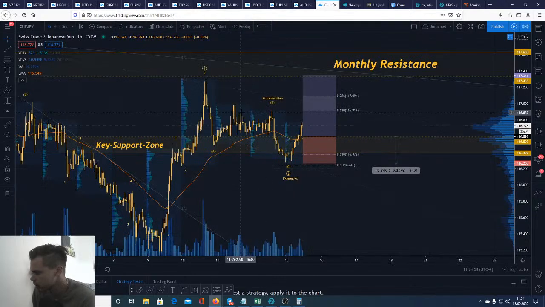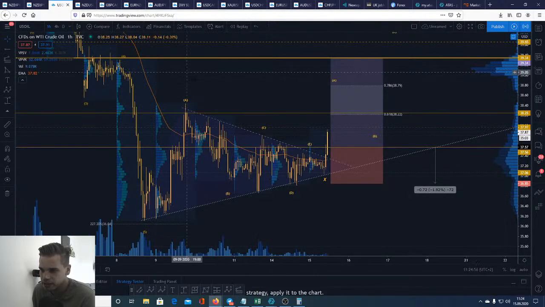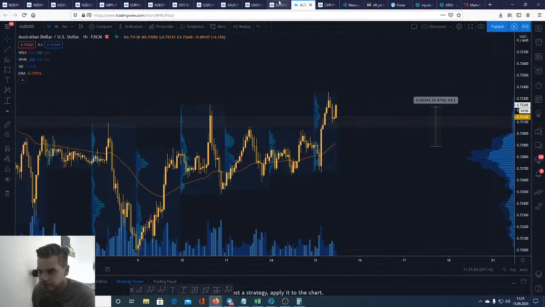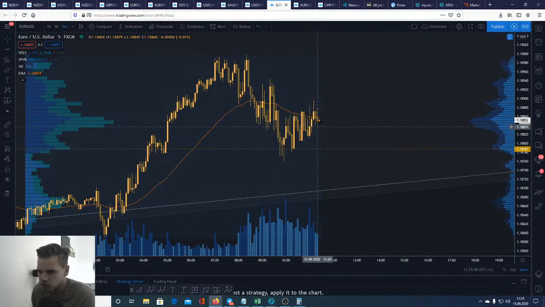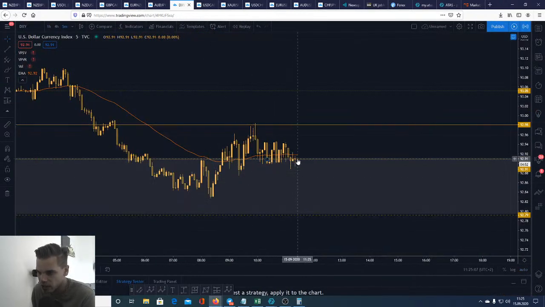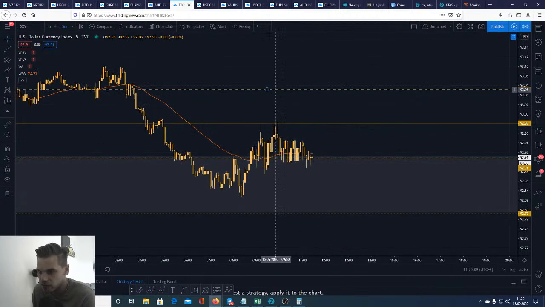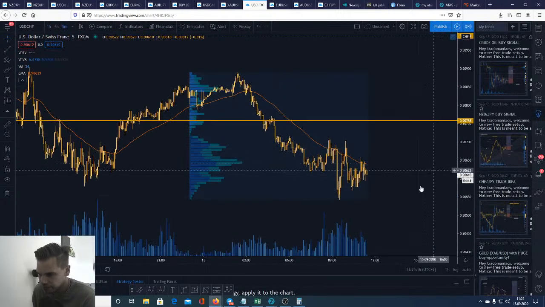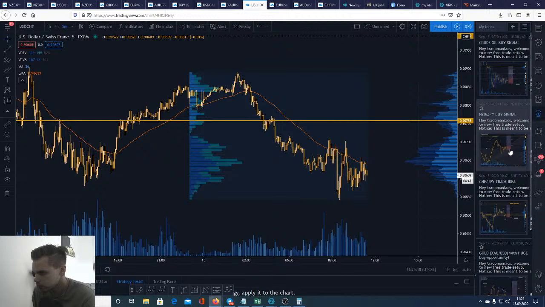I'm on CHF JPY. I want to get more moves to the upside. Come on. Look, Euro USD is just choppy, and DXY as well, because of Euro USD. I've got to repeat this again, I think, but yeah, the correlation, right?